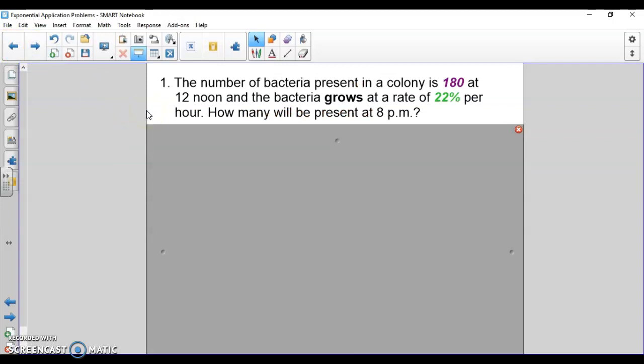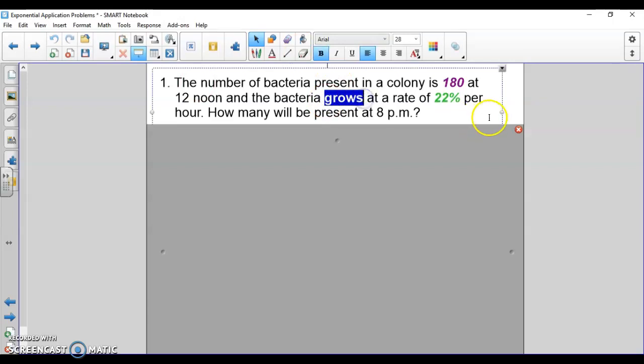Alright, first one. The number of bacteria present in a colony is 180 at 12 noon, and the bacteria grows at a rate of 22% per hour. How many will be present at 8 p.m.? So, a couple things. Big thing here: it grows. So you're using the plus formula, the addition one, the growth formula, just based on that keyword right there.